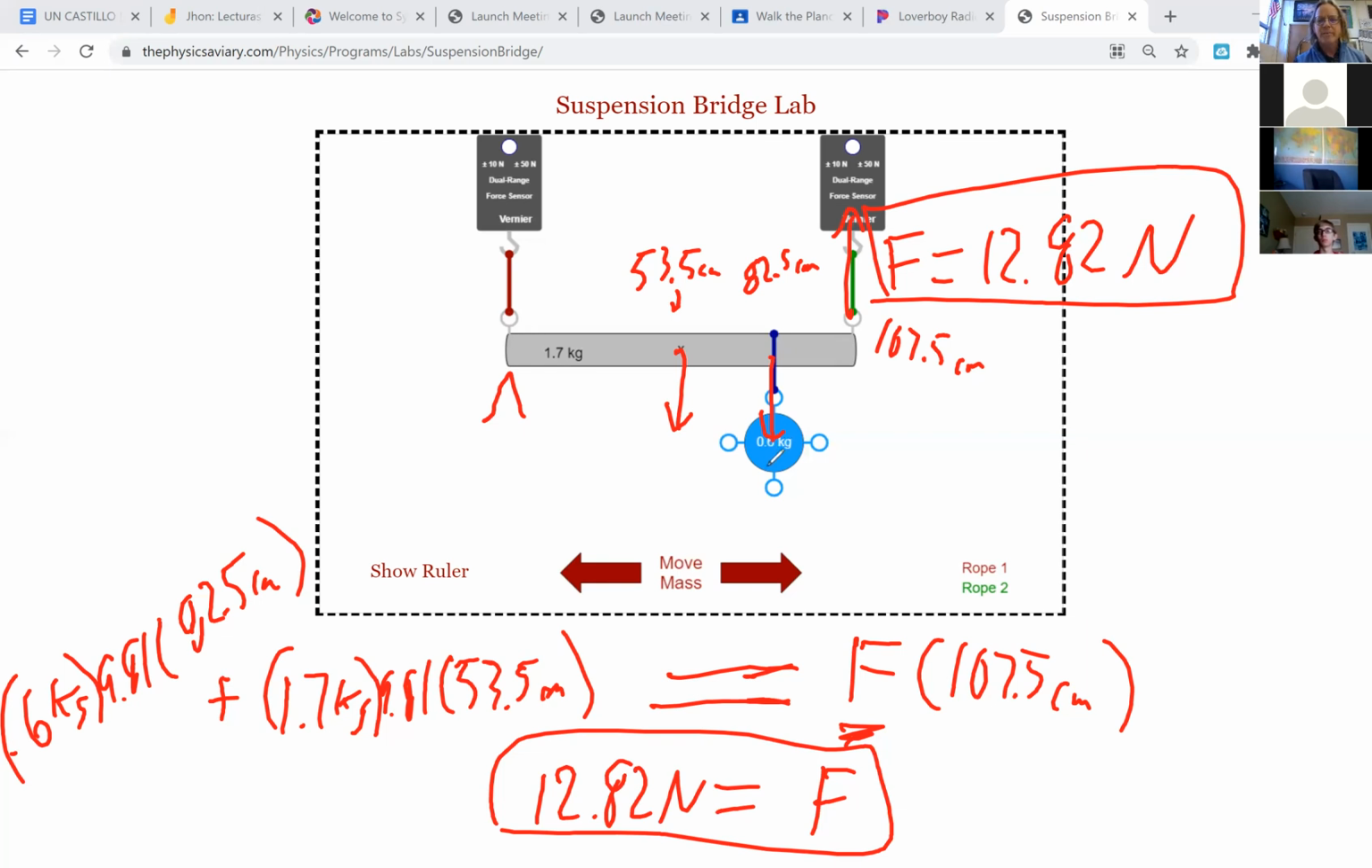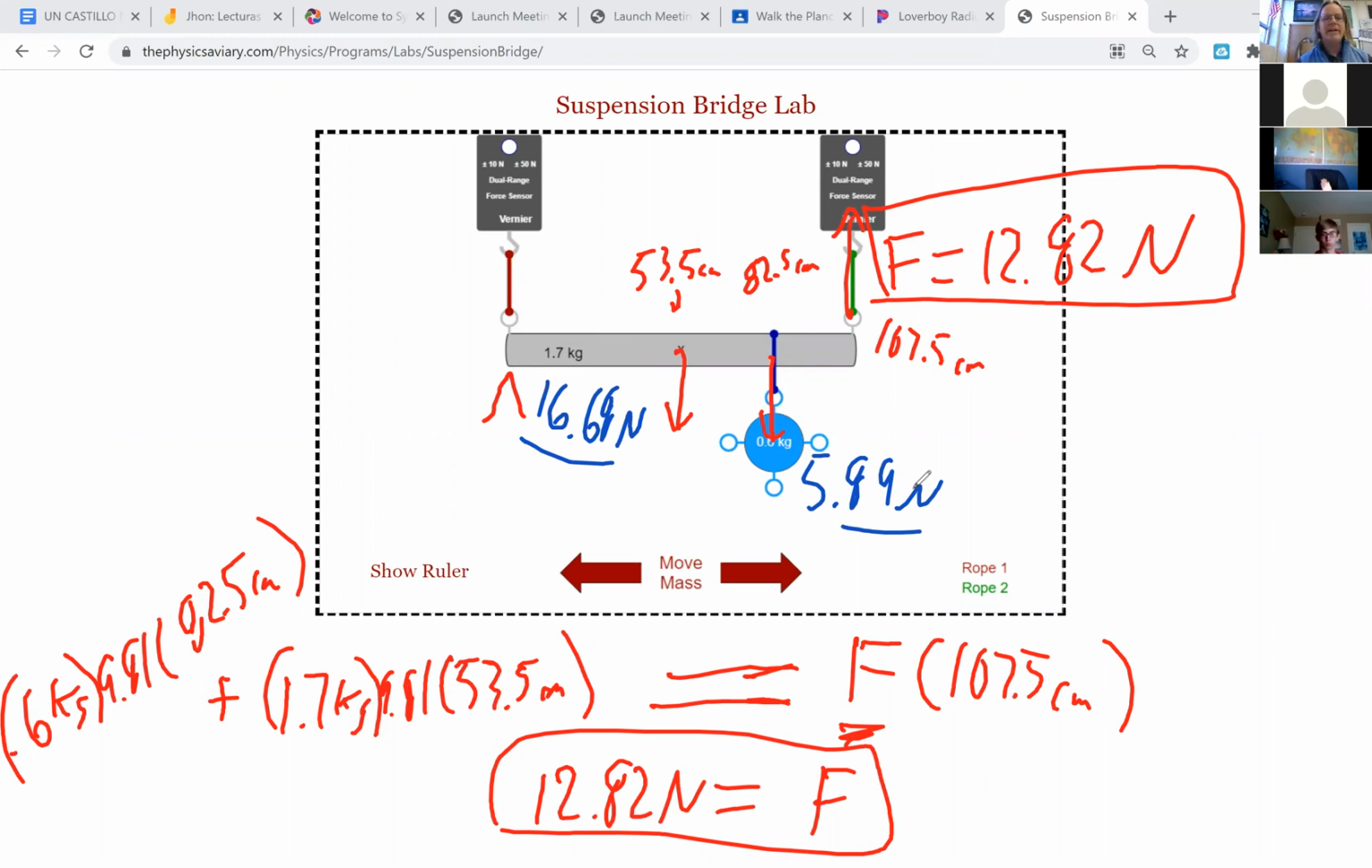Because here's what I have. 0.6 kilograms times 9.81 is a weight of 5.89 newtons. The weight of the gray thing, 1.7 times 9.81 equals 16.68 newtons. So I add this weight plus this weight.